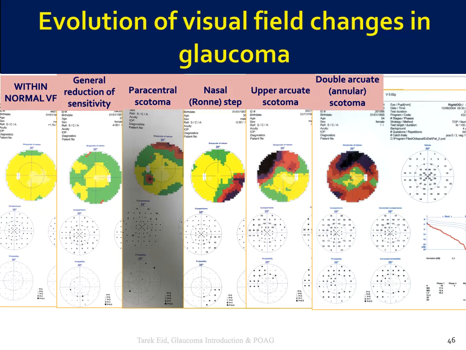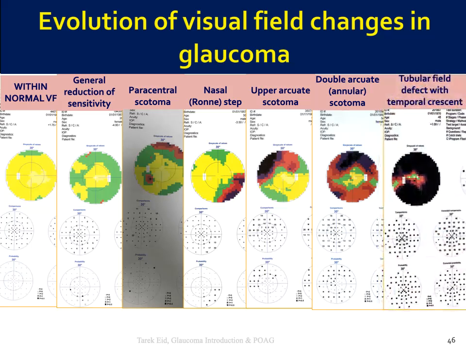This upper arcuate scotoma can also have another lower arcuate scotoma and will form what we call double arcuate or annular scotoma. More progression of the visual field will end with a tubular field defect, as we can see only a tiny area at the fixation. The patient can see through it, which we call a tubular field, and also can have some temporal crescent. So these are the visual field changes that can develop in glaucoma patients.